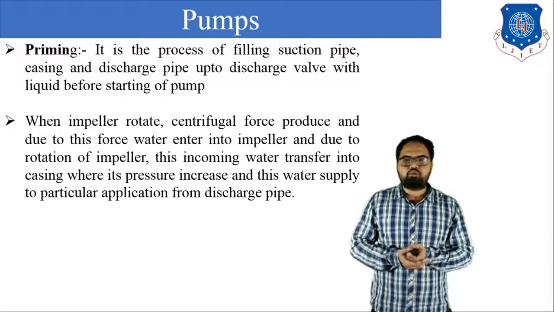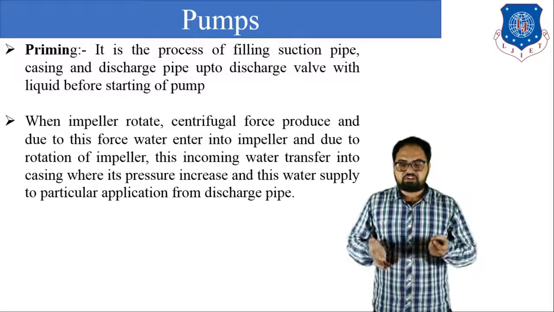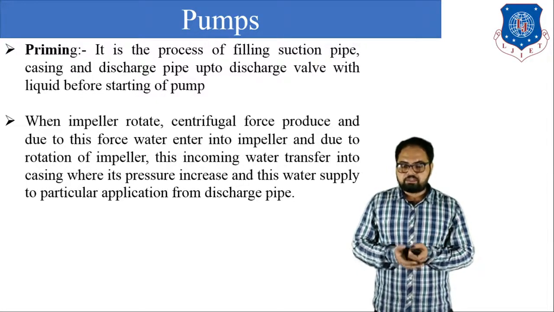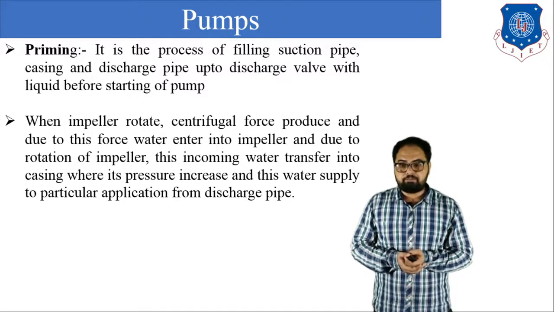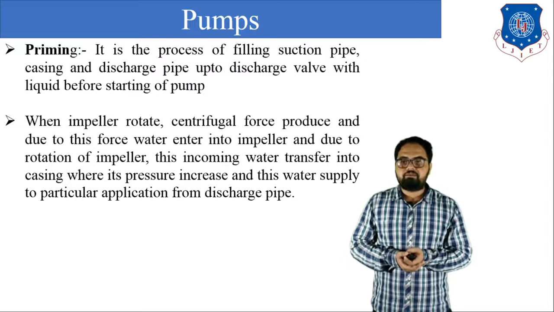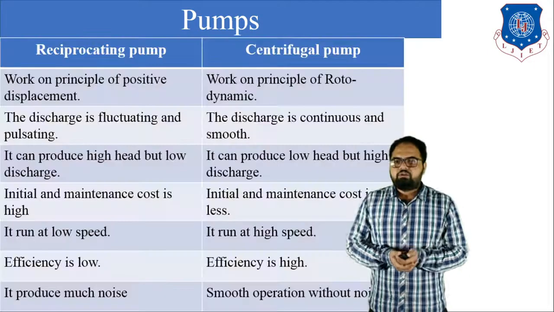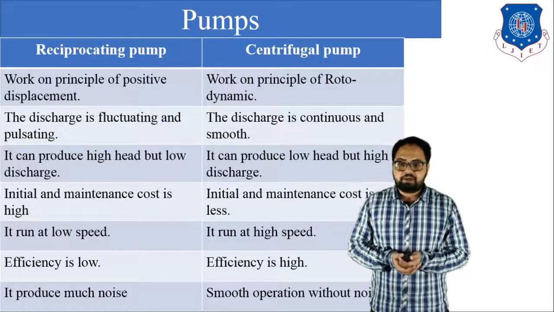There are a total of four methods for priming. The first one is manual priming. The second one is priming with a vacuum pump or reciprocating pump. The third one is priming with a jet pump and the fourth one is priming with an air separator. Now let's discuss the difference between the reciprocating pump and the centrifugal pump.